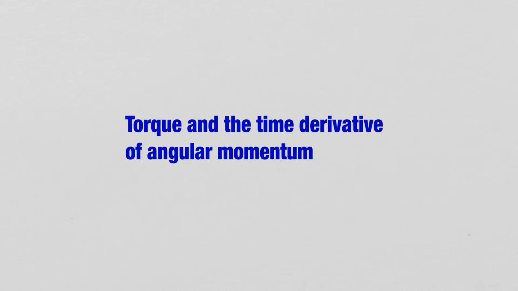Let's discuss a problem about torque and the time derivative of angular momentum. So consider a particle with mass 0.5 kilograms that moves along a straight line with position given by the following position vector, where r is in meters and t is in seconds, and the motion is starting at t equals 0.